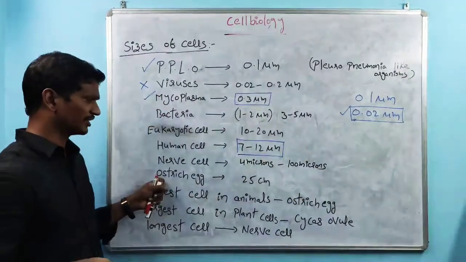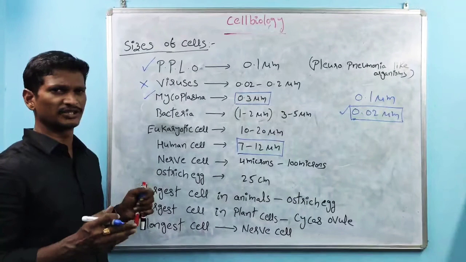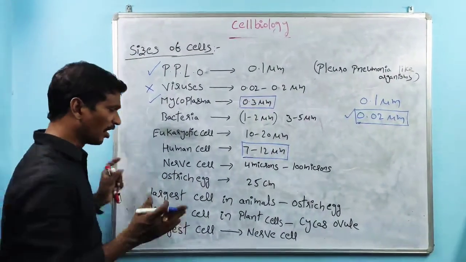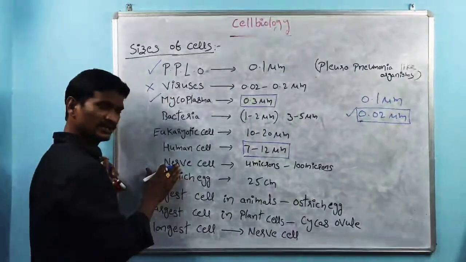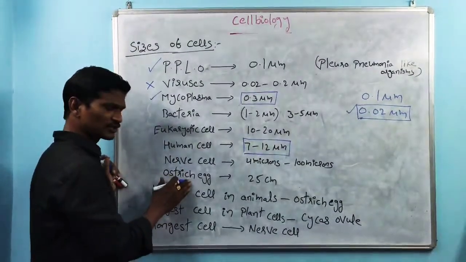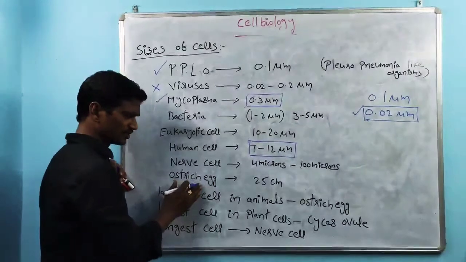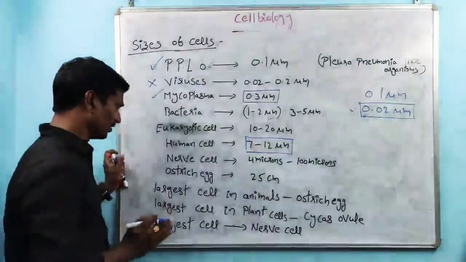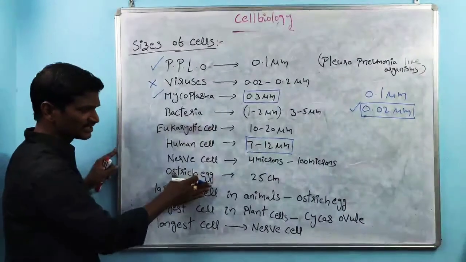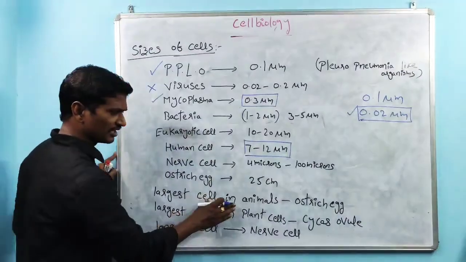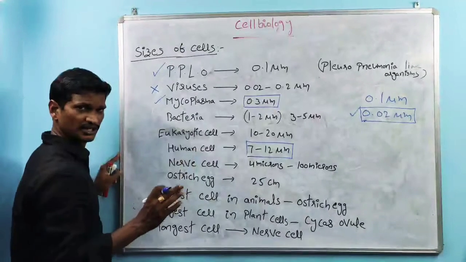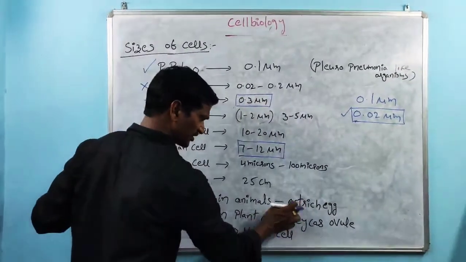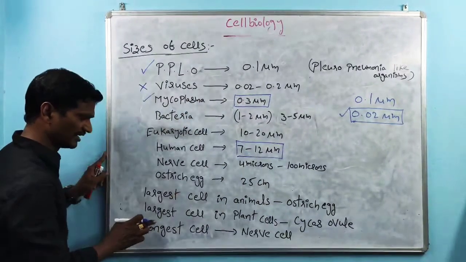And the ostrich egg. This is the largest cell on the earth. Longest is different from largest. The longest one is the nerve cell. The largest one is the ostrich egg. The ostrich egg size is 25 centimeters. So here are the different cells and sizes. The largest cell in animals, or in the entire world, is the ostrich egg. The size is 25 centimeters.